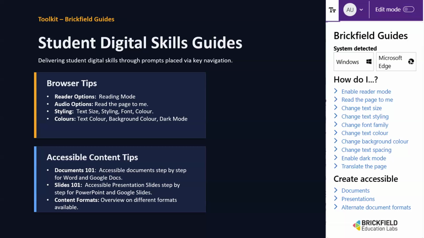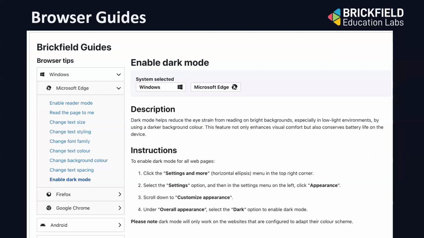The Brickfield guides are delivered directly to students through the Moodle navigation. No separate platform, no separate login. Browser tips cover reading mode, audio playback, text size, including dark mode. The accessibility guides walk students through creating accessible documents and slides step by step in Word, Google Docs, PowerPoint, and Google Slides. This is a student digital skills layer built into the LMS. Here's an example from the browser guides, enabling dark mode in Microsoft Edge on Windows. Step by step, delivered at the point in the course navigation where students are most likely to need it.